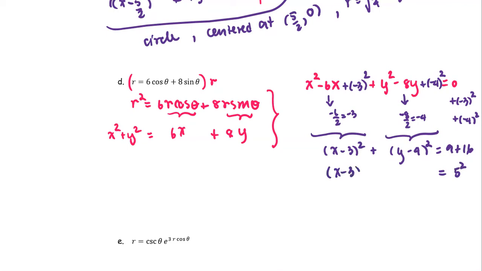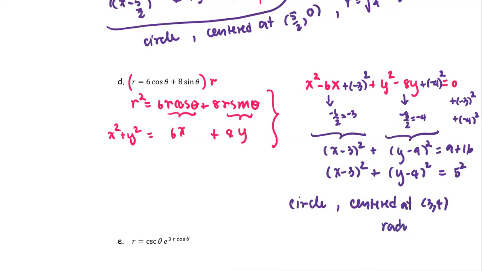And then we can see the standard form of the circle. So this one will give you the graph, the circle with the center at (3, 4), and the radius r equals 5.